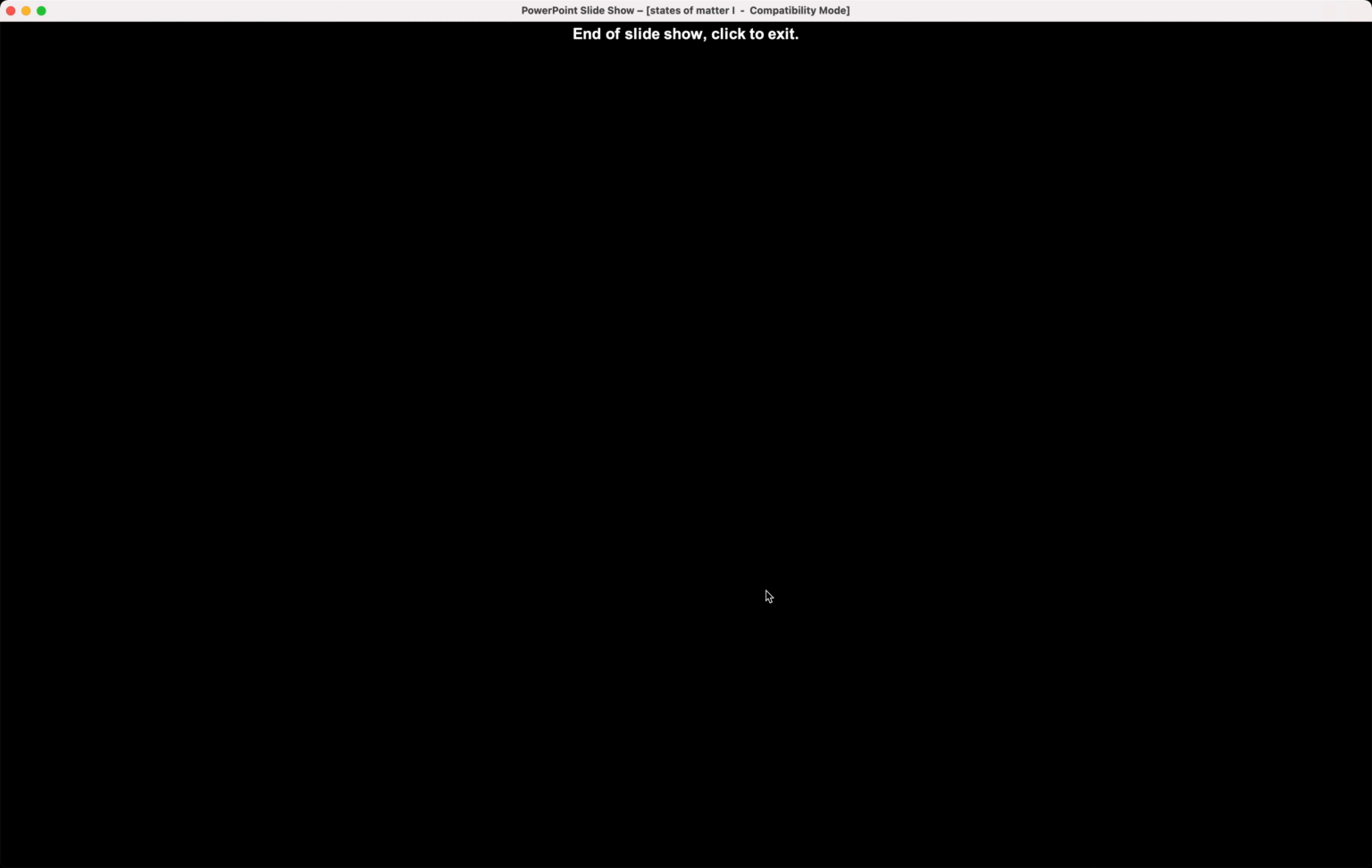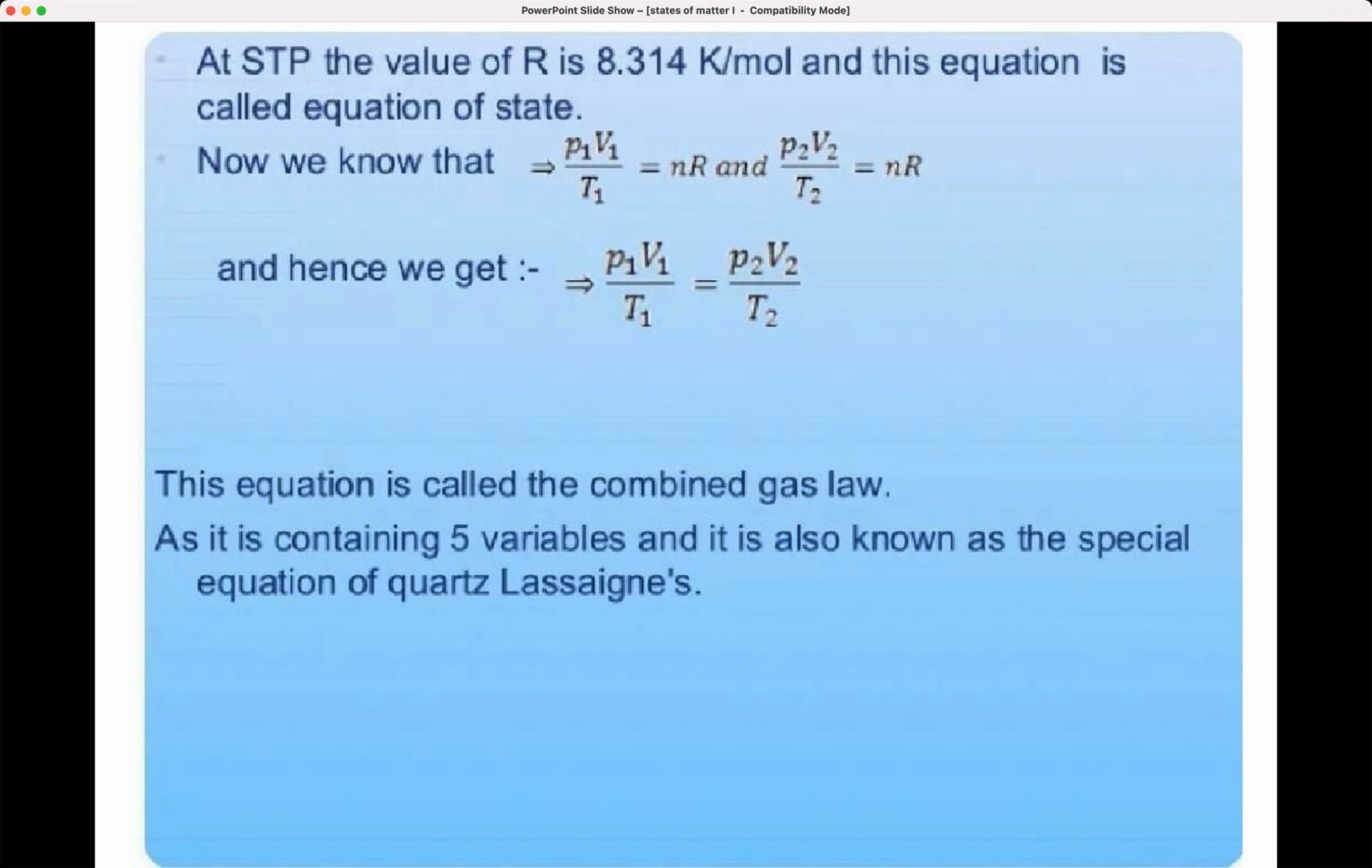Okay. So with that, we come to the end of the first part of this unit, States of Matter.